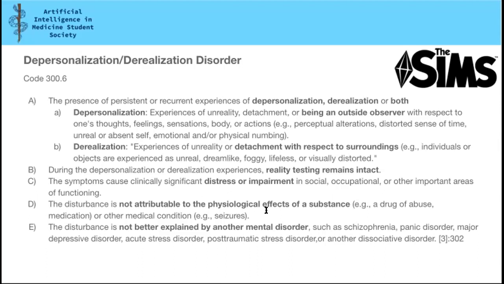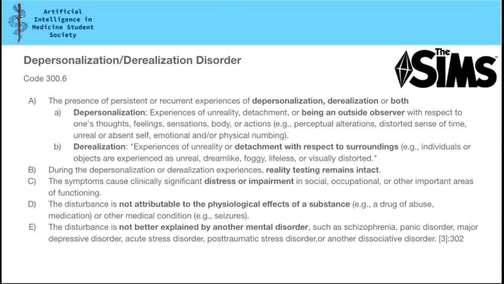Section D, it's not attributable to any substance use. So, this patient doesn't think they're a sim character because they're doing LSD or MDMA or shrooms. Like they're completely normal. They're not using any drugs right now. And the last thing is it can't be described by any other mental disorder. So this is kind of like, make sure you review the other mental disorders before diagnosing them with this.